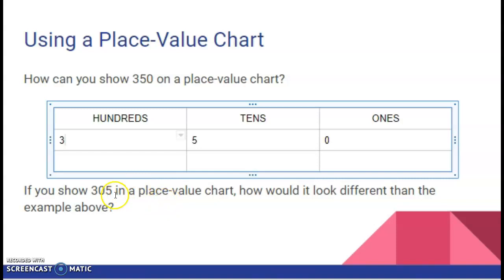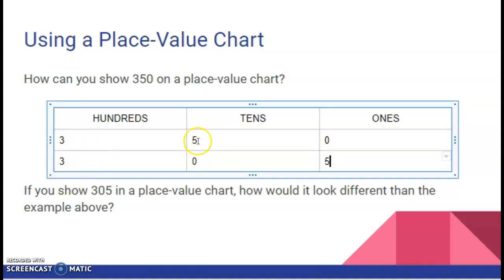Now, if we were to show 305 in the place value chart, how would it look different? So I'm going to go ahead and put that in here. And we're going to see how it would look different just by changing the number. And we want to think about value as well. Which one has the most value? Place value helps us know which numbers are larger, where we're getting the most money if we're getting paid. So in this case, I can't compare here because the numbers are the same. They're both 300. But here's where things start to change.